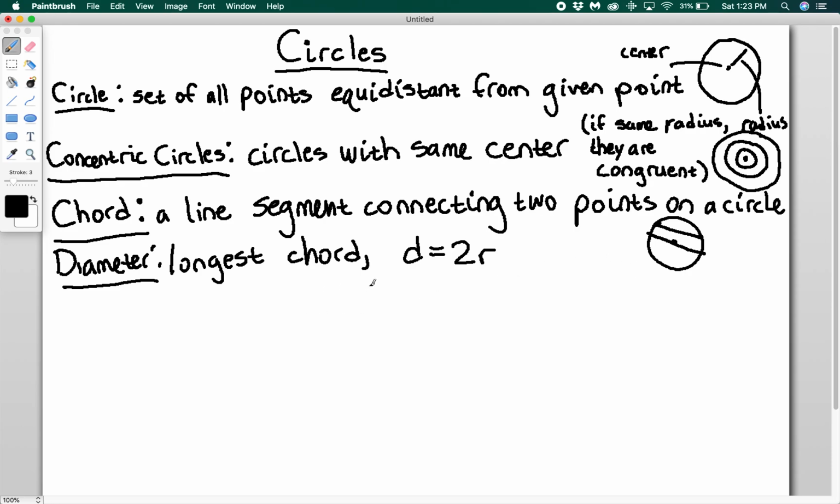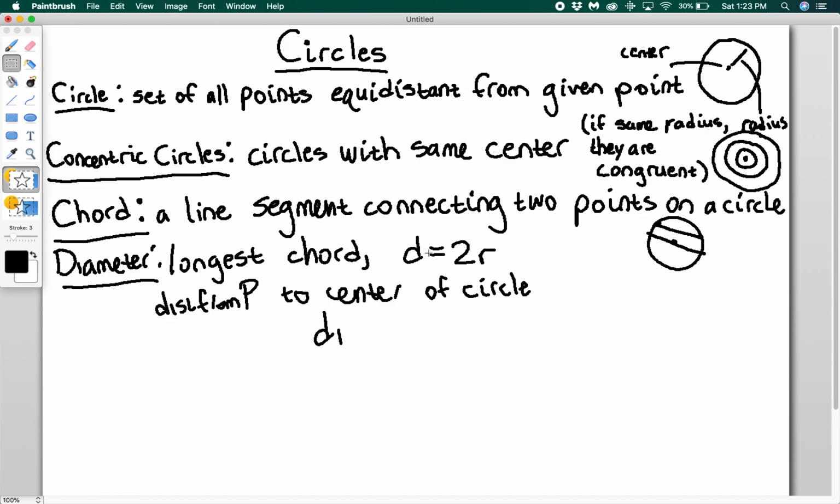So let's say we have a point P, and I want to find whether it lies inside, outside, or on the circle. Then I'm going to find the distance from my point P to the center of my circle. I'll make the diameter capital D, so there's no confusion around that, and we'll call this distance lowercase d.